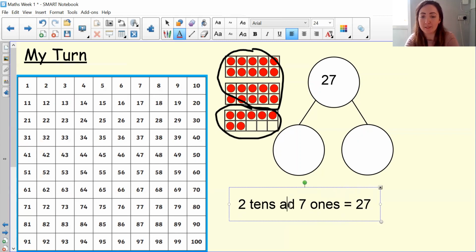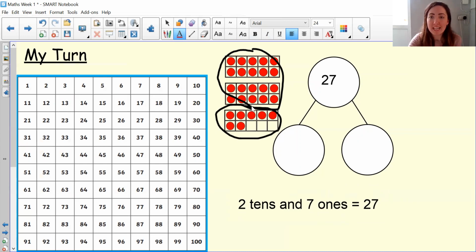So what is 2 10s then? Now I know I can count in tens to work it out. 2 10s is 10, 20. So one of my parts is 20. 2 10s or 20. And then the other part is the ones, so 7. So I've partitioned 27 into 20 and 7, or 2 10s and 7 1s.